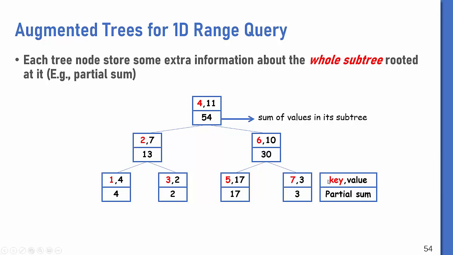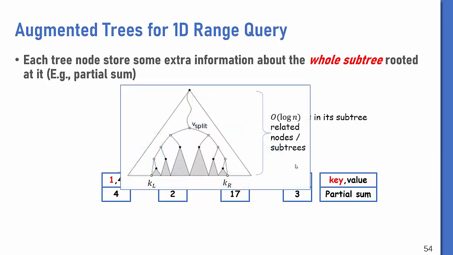Now, for example, here in the tree, we store the partial sum of all the subtrees in each tree node. Then we know that every key range can be broken up into at most order of log n relevant tree nodes and subtrees. So to answer a range sum query, we can just add these order of log n partial sums up.